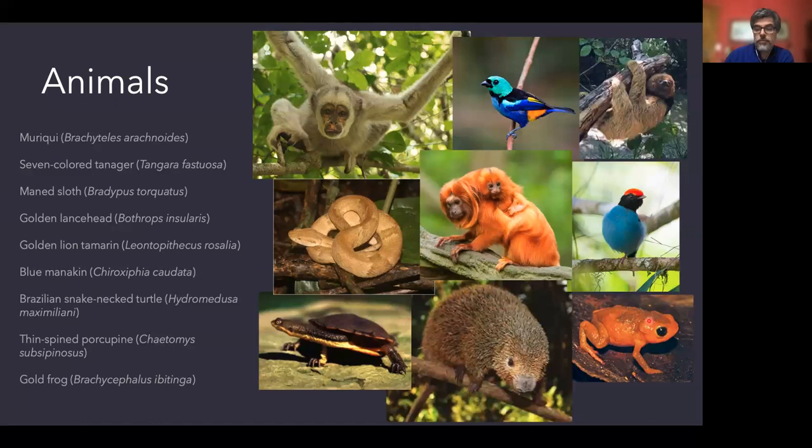Frogs, there are many different species of frogs, many of them endemic to very small areas. And this is one of them, described very recently, the gold frog. It's really small, less than 1 centimeter in length, and lives on the forest floor.